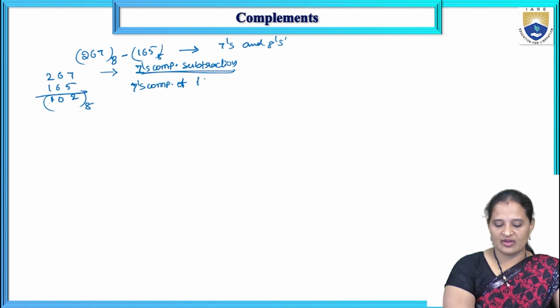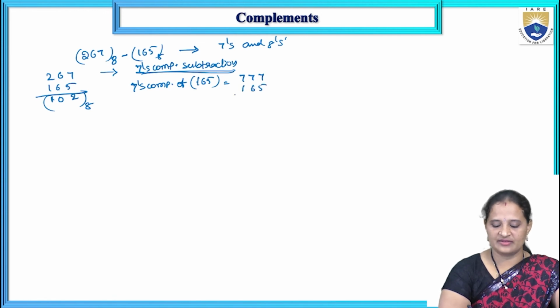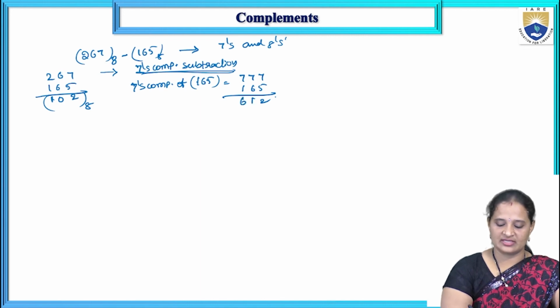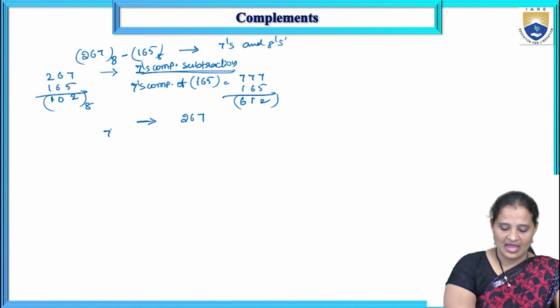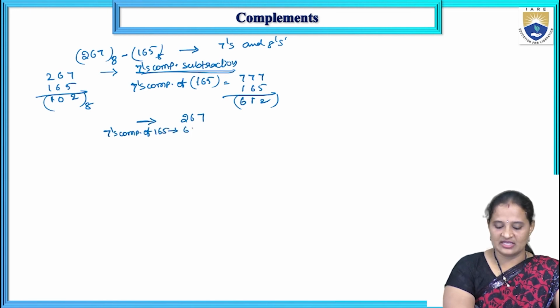First the 7's complement of the negative number. Negative number is 165. How to get it? 777 minus 165. So how much I'll get? 7 minus 5, it is 2. 7 minus 6, it is 1. And 7 minus 1, it is 6. So this is the 7's complement. Now the number A, that is 267, and the 7's complement of 165 is 612.